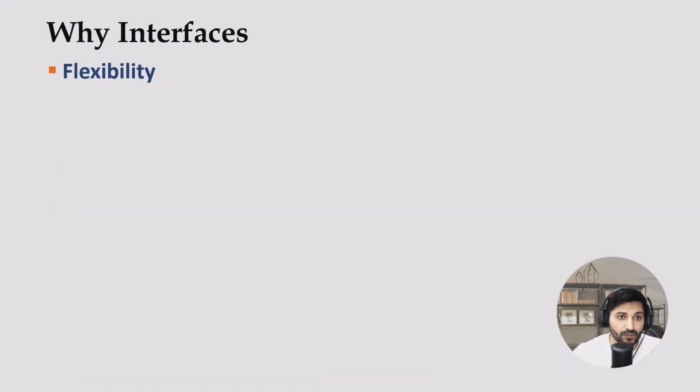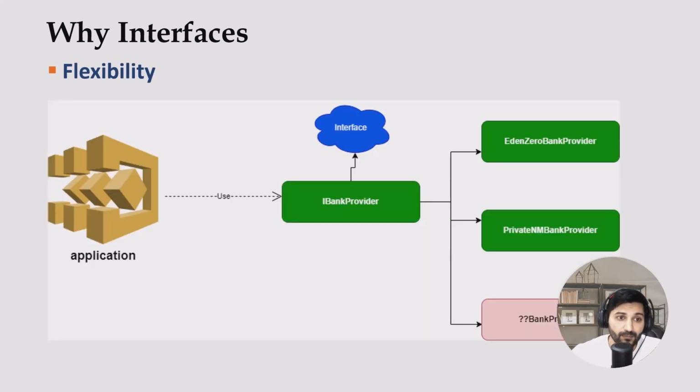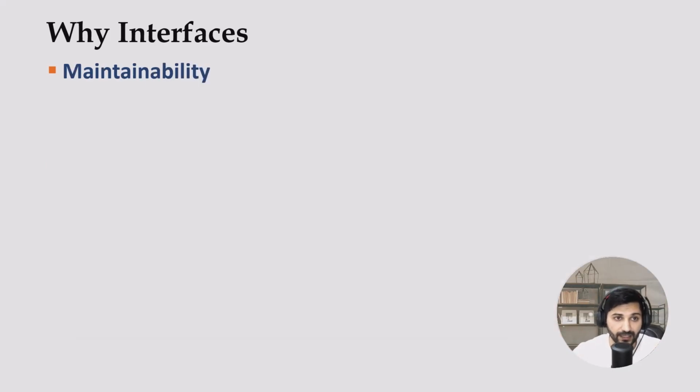From the flexibility perspective, again, we have an application and we have a bank provider. Our application uses a bank provider, and now we are able to use any of these implementations in our application. So we have flexible behavior changing, depending on our architecture.